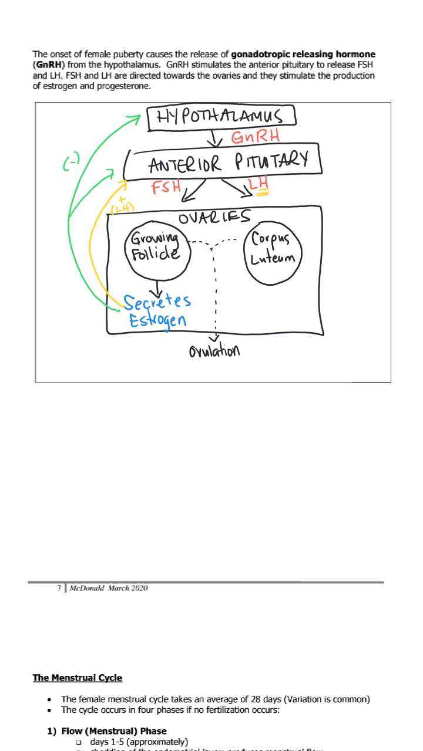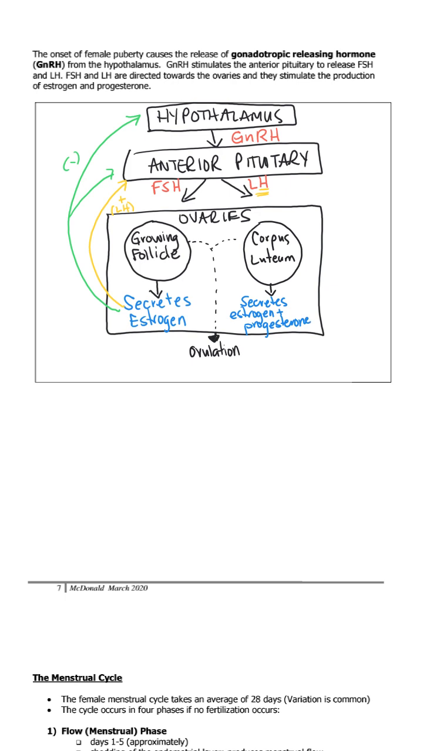So this is all happening in the ovary. The follicle is like the house that the ovum grows up in. And then the ovum gets mature enough to leave the house. And now there's an empty house, which is the corpus luteum. The corpus luteum can secrete two hormones. It secretes estrogen and another hormone called progesterone.